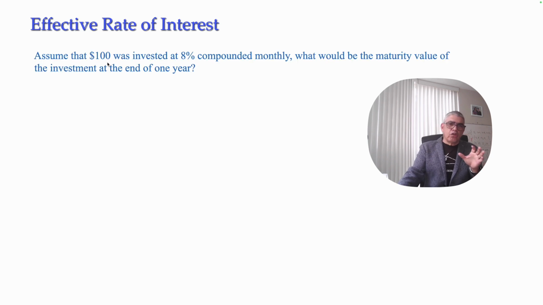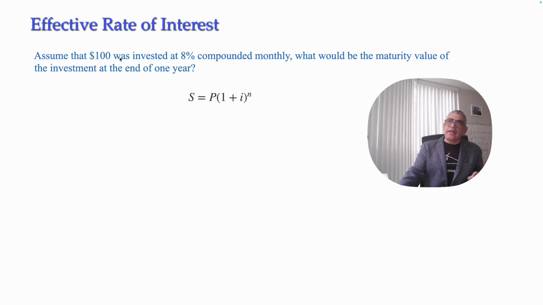Assume that $100 was invested at 8% compounded monthly. And the question is, what would be the maturity value of the investment at the end of 1 year? We know the formula to compute this maturity value of the investment. So I'm going to use the symbol S for the future value or maturity value, and P, the principal or present value. So we know that the future value will be equal to the principal, the present value, multiplied by 1 plus i to the power n.